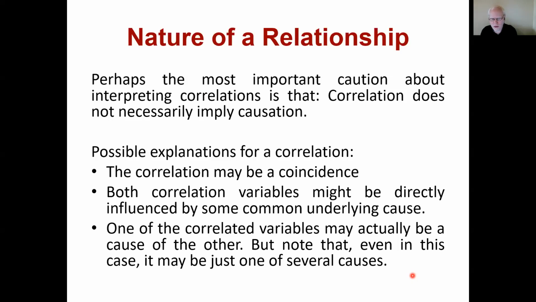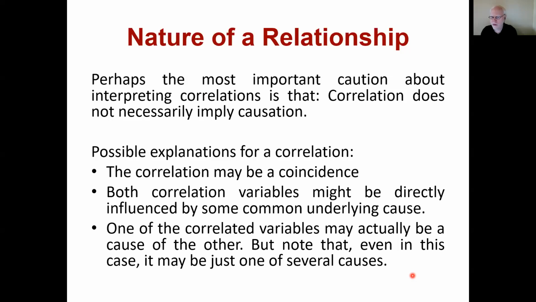And then third, one of the correlated variables may actually be a cause of the other, but note that even if we find that something is a cause of another, it doesn't mean that it's the only cause. It doesn't mean we stop researching something just because we found a cause, because it's probably not the cause, it's just one of many different causes. In the social sciences in particular, for most of the questions that we're answering, the answer really is that there are multiple causes.